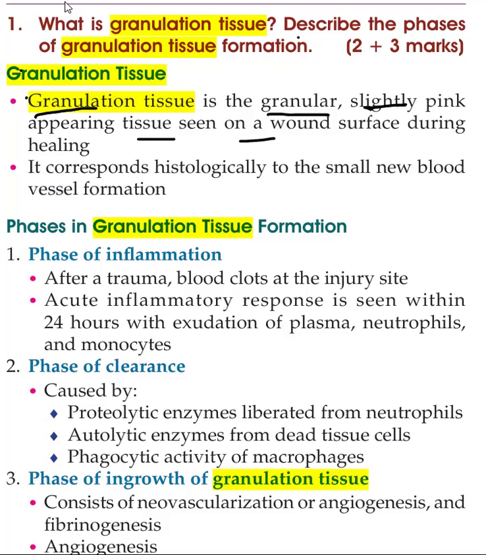Phases in granulation tissue formation. The first phase is inflammation. After a trauma, blood clots at the injury site. An acute inflammatory response is seen within 24 hours with exudation of plasma, neutrophils, and monocytes.